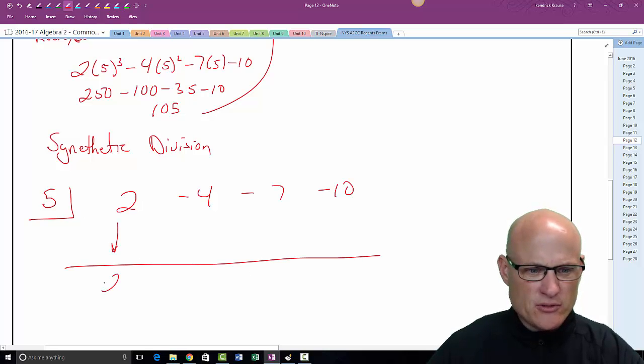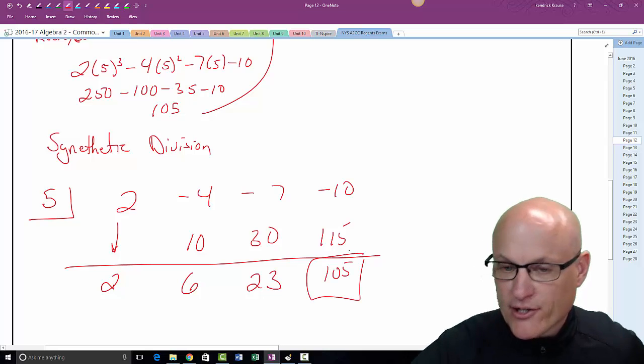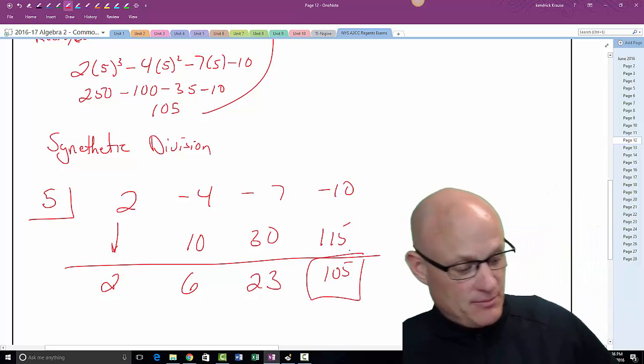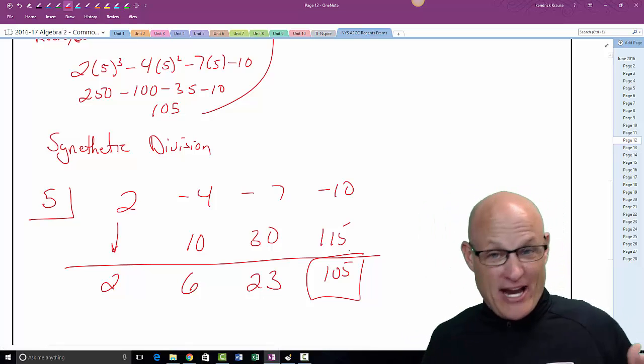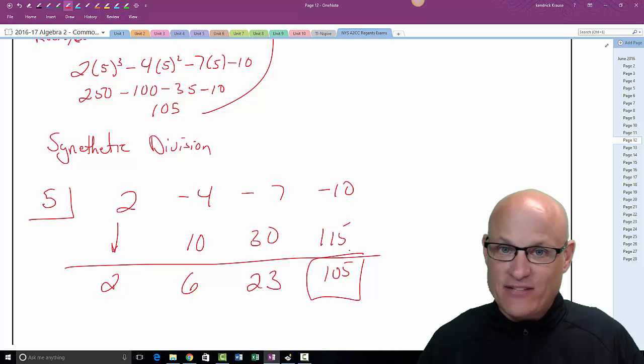Bring down the 2. Multiply, I get 10. Add them up, I get 6. Multiply, I get 30. Add them up, I get 23. Multiply, I get 115. Add them up, I get 105. I still end up with a remainder. Same issue, same problem. Notice I end up with the same remainder every single time. So it is not a root because it does not divide evenly into it.